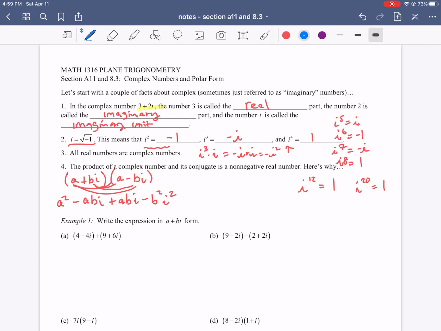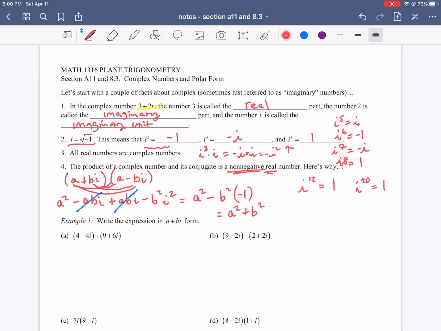Okay, well, as we mentioned before, -abi and +abi are going to cancel, and so this is going to equal a squared minus b squared times i squared, which by definition is equal to -1. And so simplifying that further gives us a squared plus b squared, which, as you'll see, has no imaginary part, so it is a real number. And because it's the sum of two squares, that means it has to be non-negative. And so this will be the case for any complex number that you multiply by its conjugate.